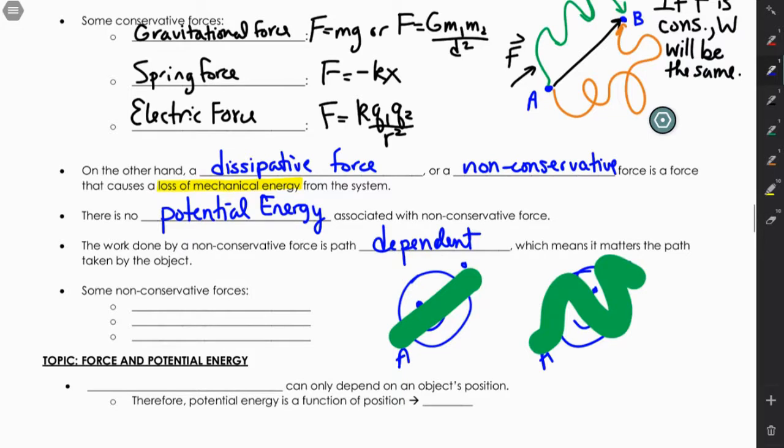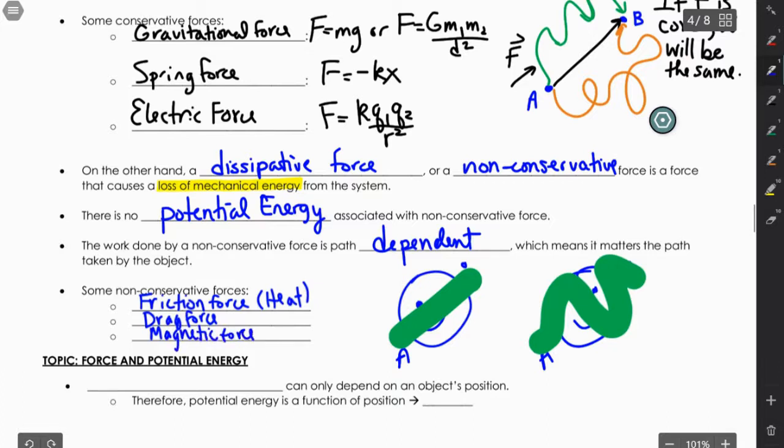And one thing to know, again, we talk about how the mechanical energy is lost. It's not recoverable in those situations. Now, what are some non-conservative forces? Well, I mentioned one, the friction force. Friction force generates heat, and heat is energy lost to the environment. The drag force is also a non-conservative force. And then the magnetic force is also a non-conservative force.